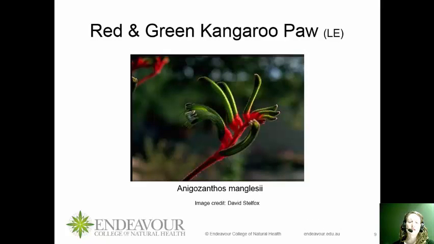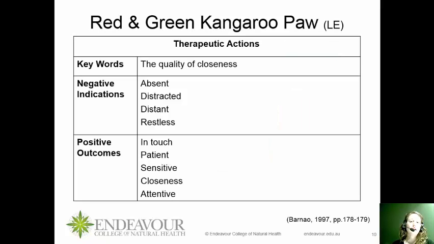Next is red and green kangaroo paw, so the same thing, but from the Living Essence range. And this is about the quality of closeness, so the same flower, but it's just told in a slightly different way. I think for me there's similarities here. So negative is a sense of being distant from another and distracted in communication. And the positive qualities are kindness and sensitivity and being in touch and being patient and being attentive.